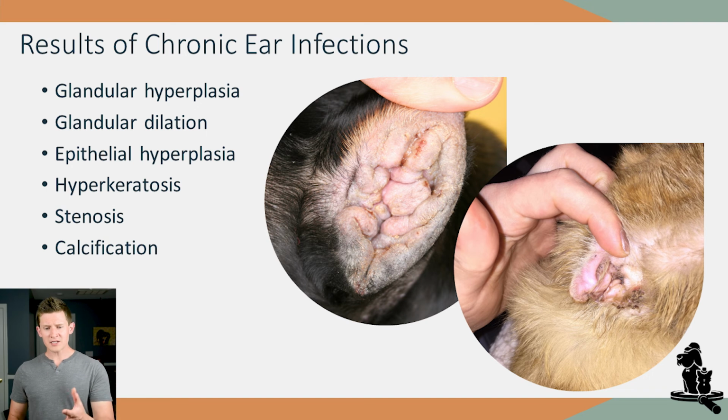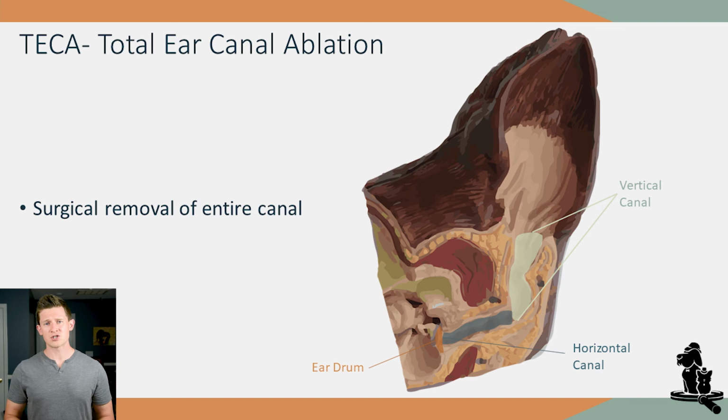And so if you look at this dog and its ear, there's no more ear canal there. They can't hear, and if there's infection present, we can't clean it out. We can't get to it. We can't remove the infection. There is no medication in the world that's going to open those canals back up. And so what we're left with is we have to do a surgical procedure called a TECA, total ear canal ablation. And that's where we have to go in and remove the vertical ear canal and the horizontal ear canal.